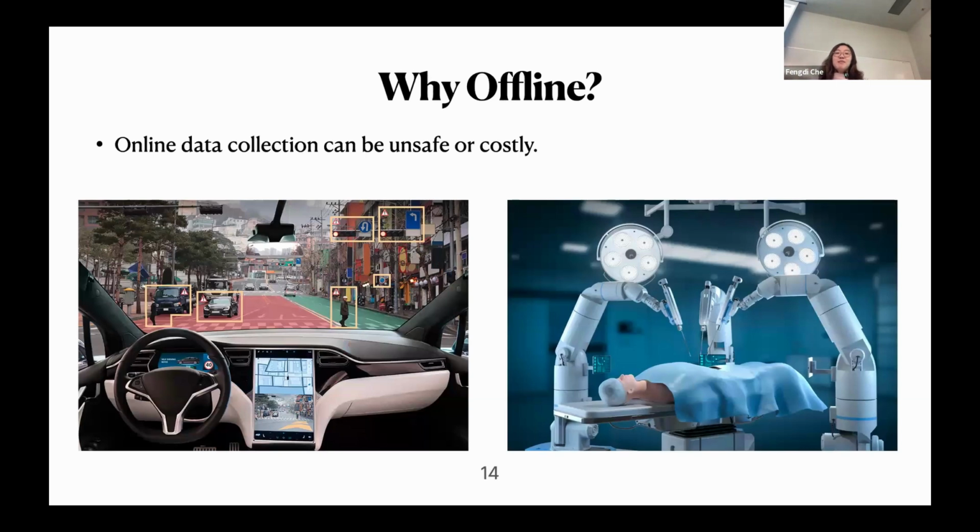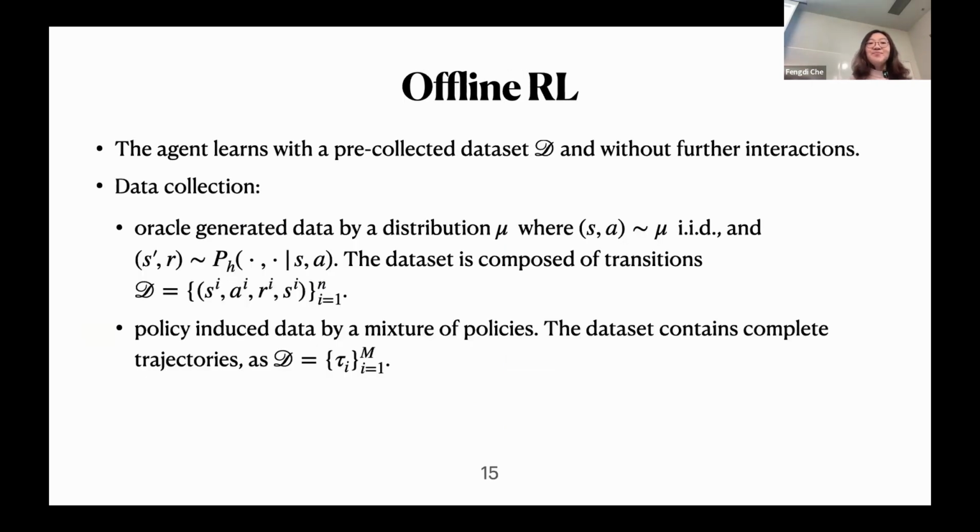And why do people want this limitation? Because sometimes online data collection, the interaction with the environment, can be unsafe. For example, we are dealing with self-driving cars or robotic surgery. We don't want to try our unqualified policies. Another reason is that online data collection can be very costly. For example, nowadays we're dealing with large language models. If we just keep updating all the parameters and receiving new data, it's very costly. So if we can do it offline, let's just use this cheaper and safer way.